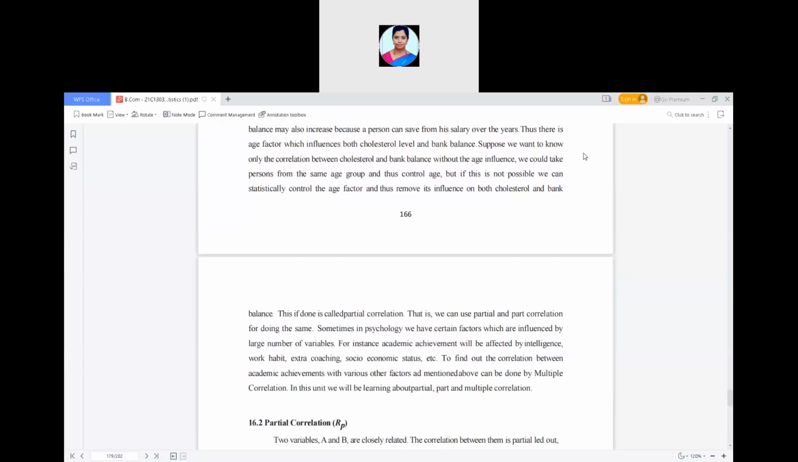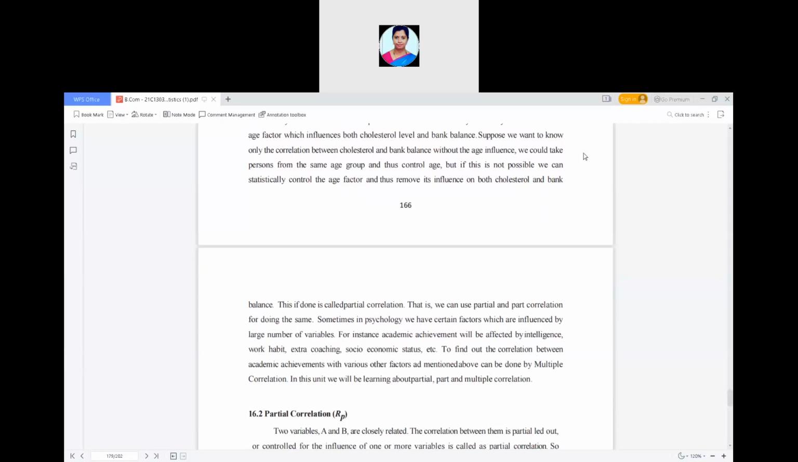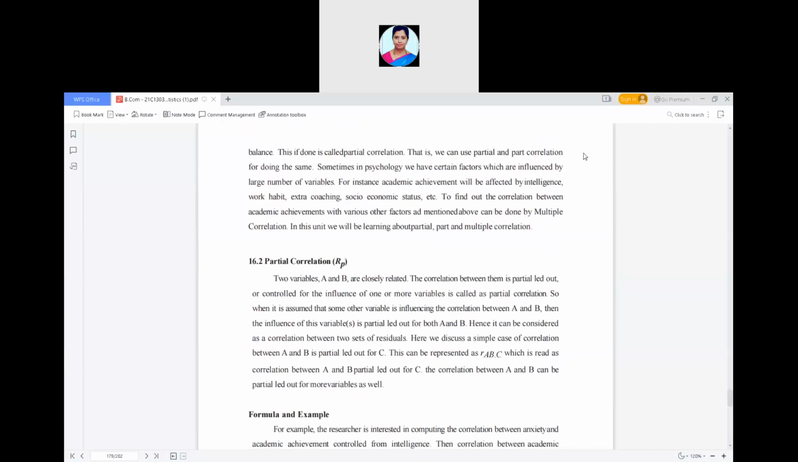Similarly, for instance, academic achievement will be affected by intelligence, work habit, extra coaching, and so on. So many factors we have. To find the correlation between academic achievement and the various other factors mentioned above, we use multiple correlation. So when more than two factors are involved, it comes under multiple correlation. So let us see partial correlation.